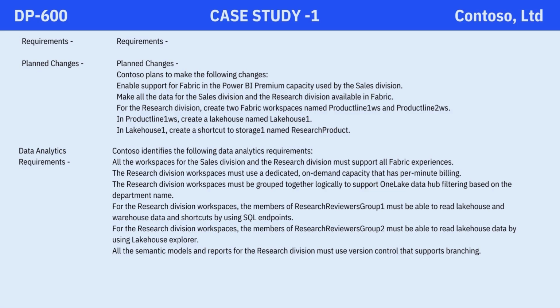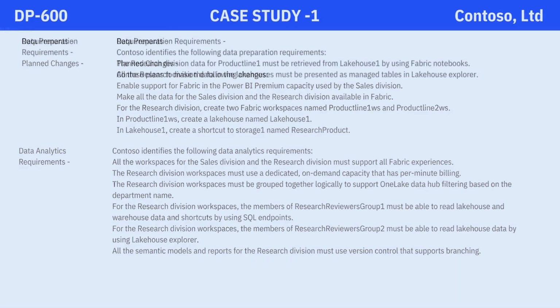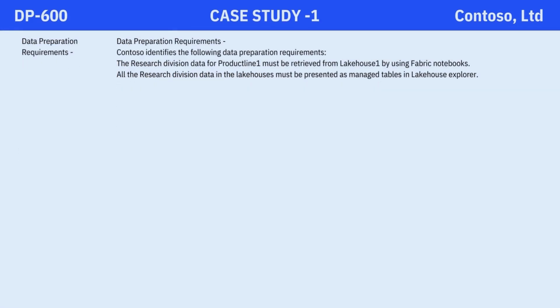For the Research Division workspaces, the members of Research Reviewers Group 1 must be able to read lakehouse and warehouse data and shortcuts by using SQL endpoints. For the Research Division workspaces, the members of Research Reviewers Group 2 must be able to read lakehouse data by using Lakehouse Explorer. All the semantic models and reports for the Research Division must use version control that supports branching.